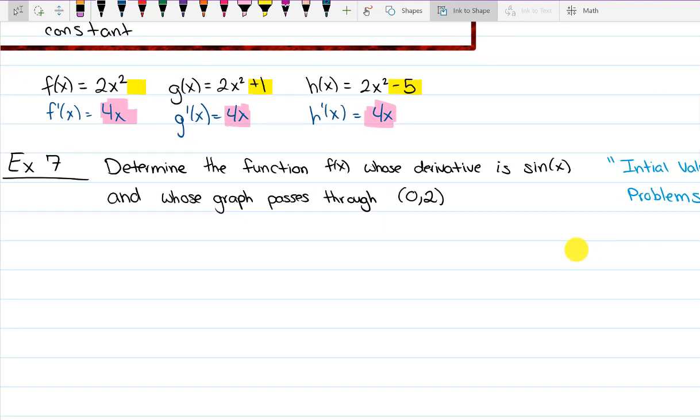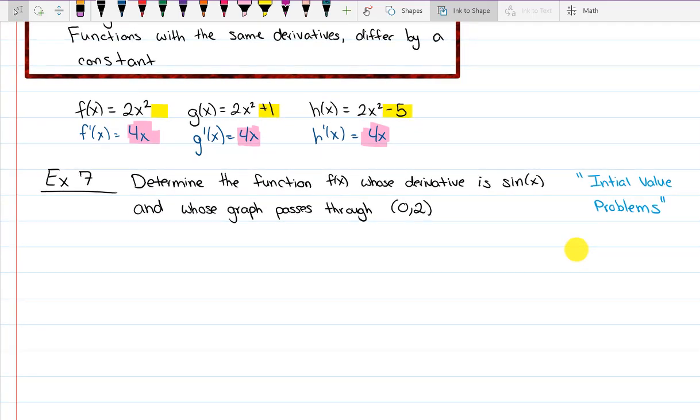And this is going to lead us into our next example, example 7, which says determine the function f of x whose derivative is sine of x and whose graph passes through the point 0, 2. These are typically called initial value problems, because we're given something about the derivative and something about either the initial value or a point on the graph, and we need to use that to determine the actual function. So first of all, let's think about what the problem is asking us. It's asking us to find the function whose derivative is sine of x. So we're going to do a little backwards reasoning on this.